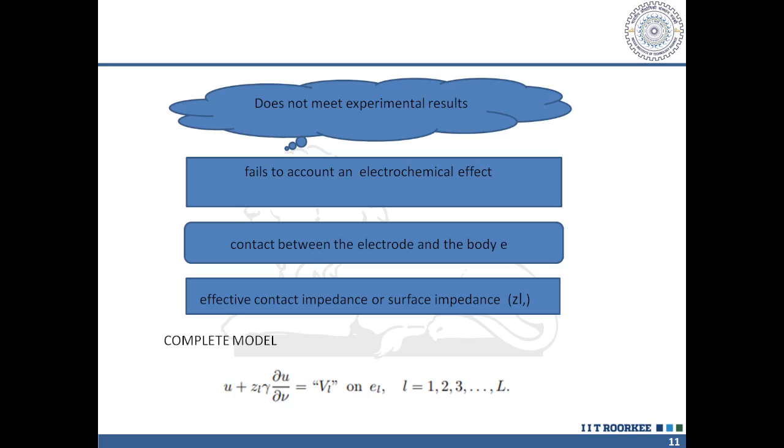When we include that effective contact impedance, the model is called the complete model. It is equivalent to the electrode voltage, the voltage distributed across the body as well as the contact between them.